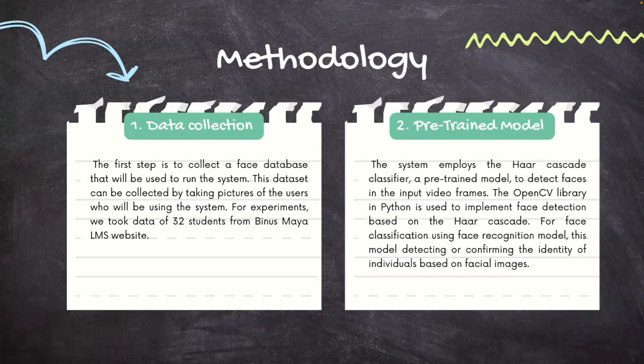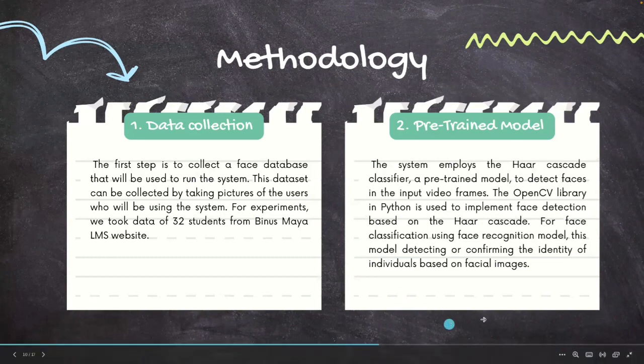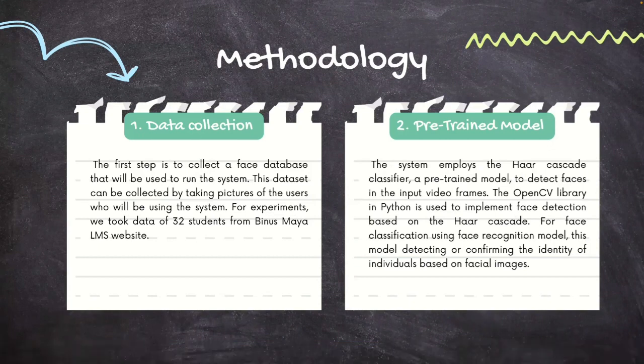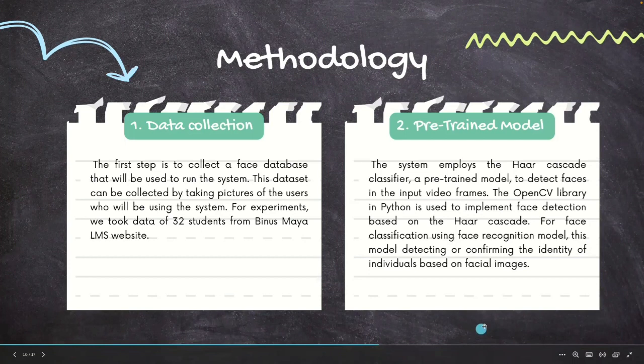The second one is the pre-trained model. The system employs the Haar cascade classifier, a pre-trained model, to detect faces in the input video frame. The OpenCV library in Python is used to implement face detection based on the Haar cascade. For face classification, we use a face recognition model, which detects or confirms the identity of individuals based on facial images.